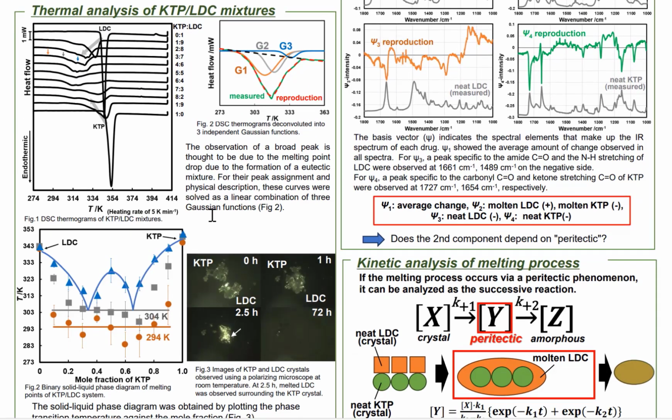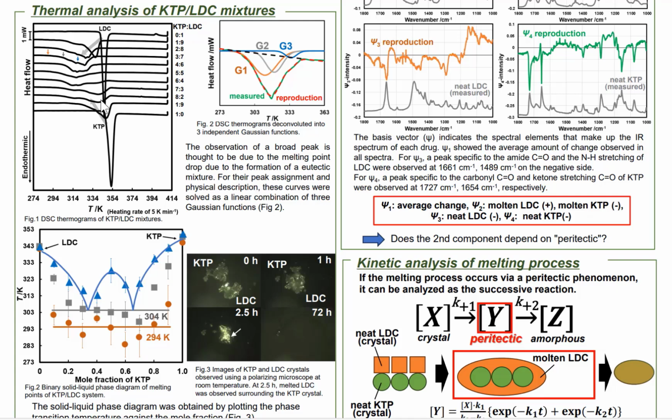First, we created a solid-liquid phase diagram using DSC thermograms to analyze the melting process. This figure shows the result of DSC measurements of the KTP and ADC mixture at various mole fractions. In the thermogram of the mixture, a broad peak with multiple overlapping endothermic peaks was observed. The broad peak is a decrease in the melting point due to formulation of a eutectic mixture.